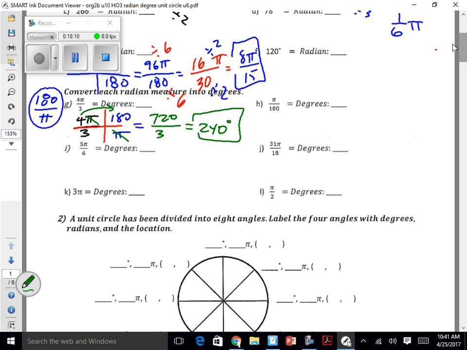There'll be one around that has a negative sign. If the problem has a negative sign, let's say this had a negative 5, just make the final answer negative.